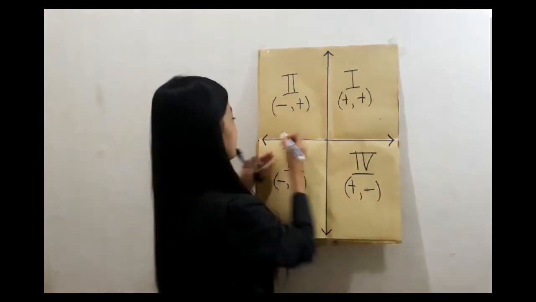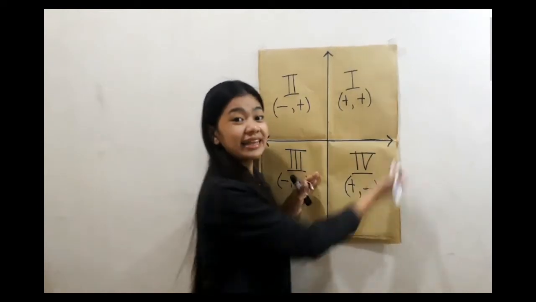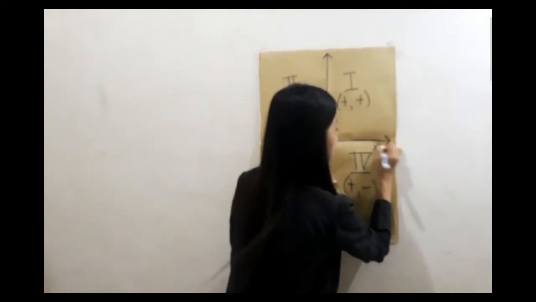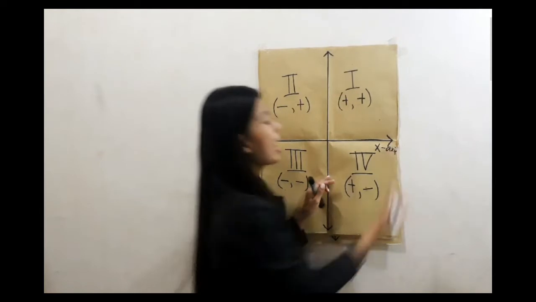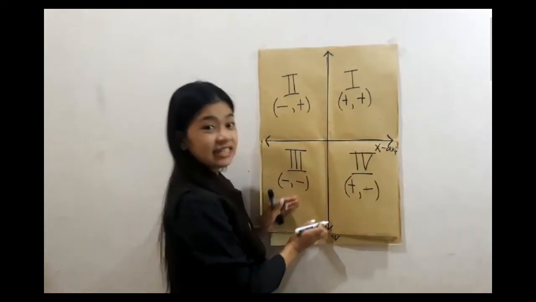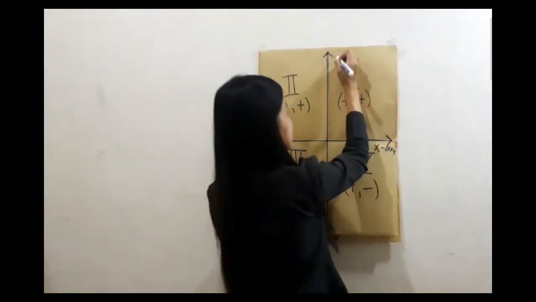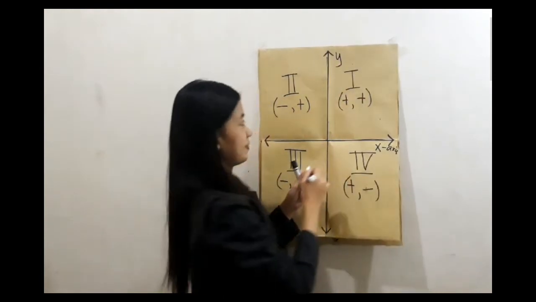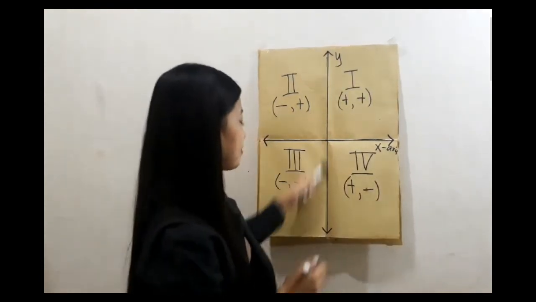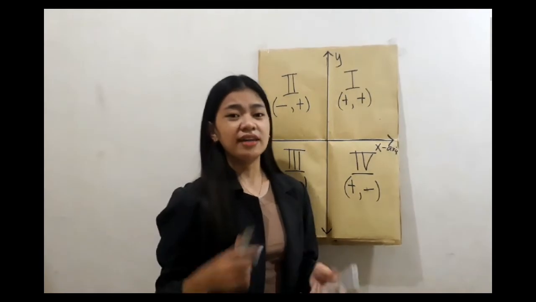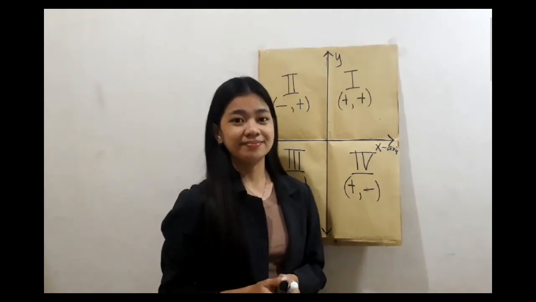This horizontal line is called the x-axis. And this vertical line is called the y-axis. So moving on, where does the formula come from?